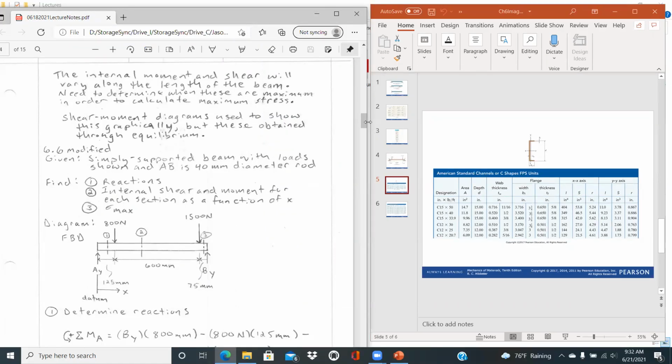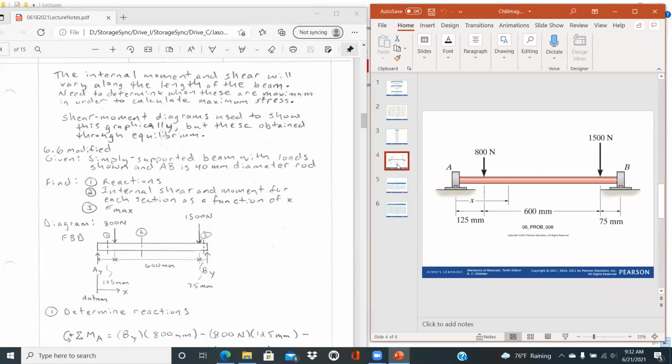And so next up, I believe we are looking at this figure. But the main thing that we'll find in this situation is that both the internal moment and shear force, those internal values, will vary along the length of the beam. And so what we need to do is determine when these values are maximum in order to calculate the maximum stress based on those bending moment and shearing forces.